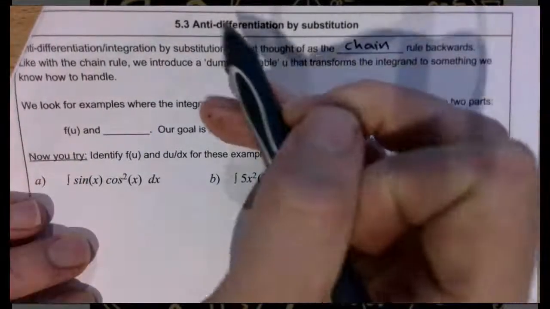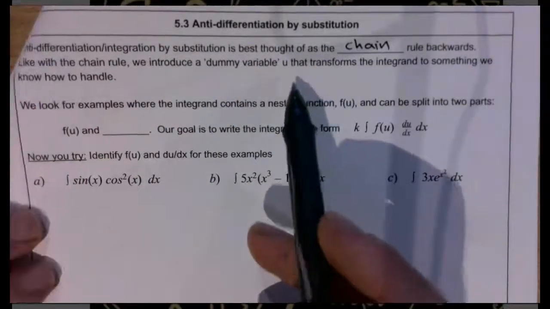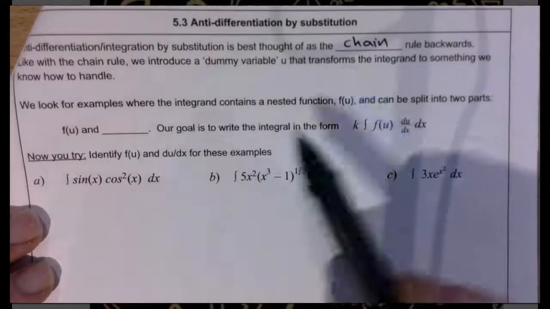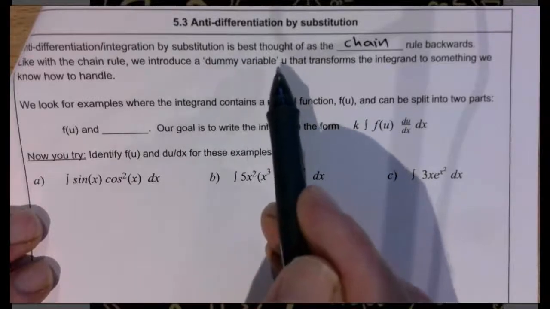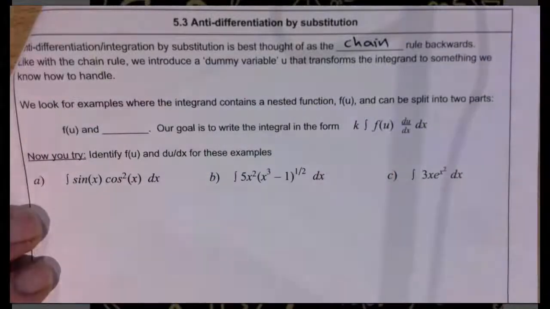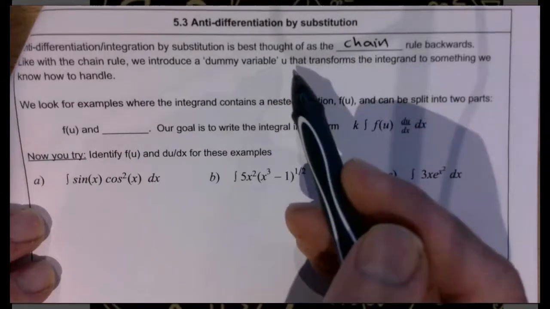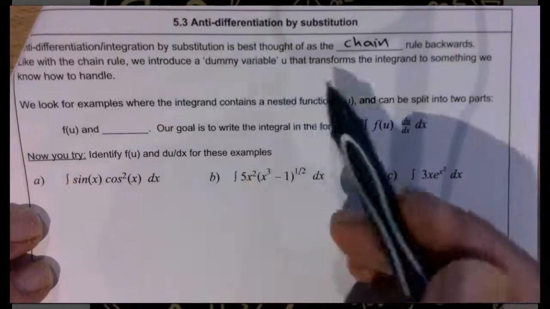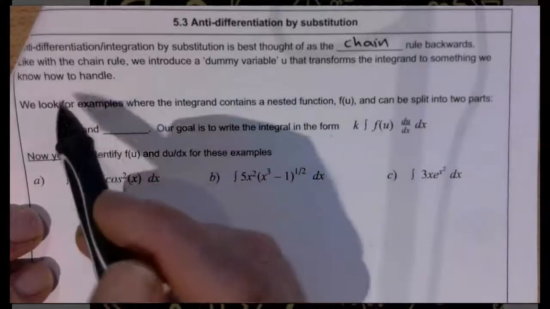And we know this whole idea, anti-differentiation, always comes back to doing differentiation backwards. So let's think about how the chain rule actually works. When we write it out fully and formally, we introduce this dummy variable, and we call it u, and it transforms what we are trying to differentiate into something that is easier and that we know how to do. And in fact, with integration, it works out the same way. We use a dummy variable u, and it transforms the integrand, that thing we're trying to integrate or anti-differentiate, to something we know how to handle.